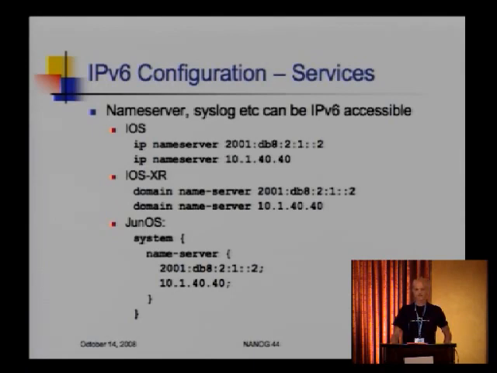XR does away with the IP and just calls it domain name server, which is a lot more sensible, as does GNOS, just calls it name server, and you can specify v4 or v6 addresses. I mean, you don't have to have a v6 resolver to get v6 responses from a name server. A v4 name server can quite happily give v6 responses.